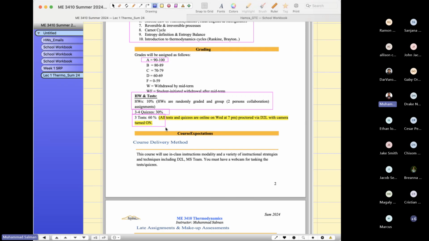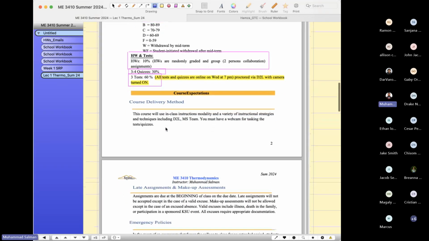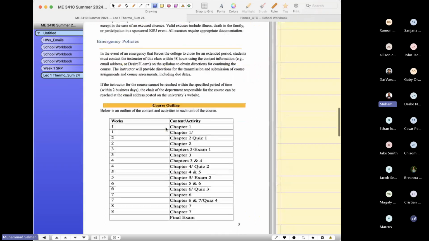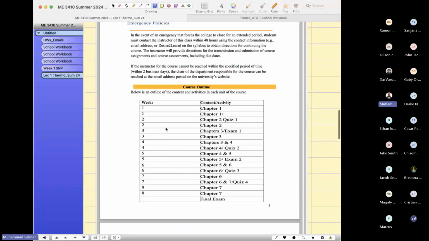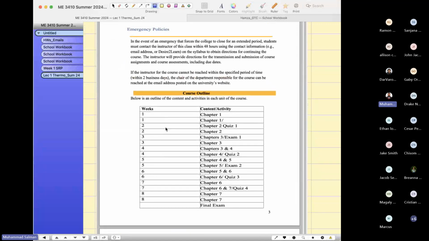Each test is 20%. And yes, if you have any questions, these are the layouts. And remember, I will always announce a test 1 week or 3 or 4 days early. Since this is a very compact semester, the time frame to prepare for tests and quizzes is short, so I would announce it 4 to 5 days early.